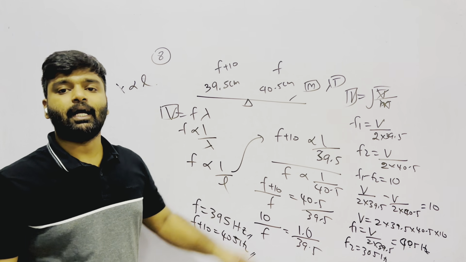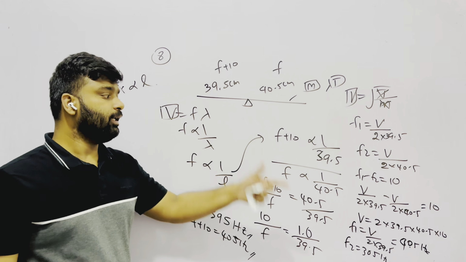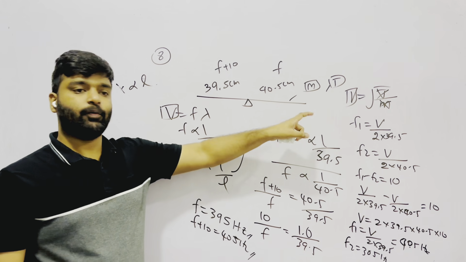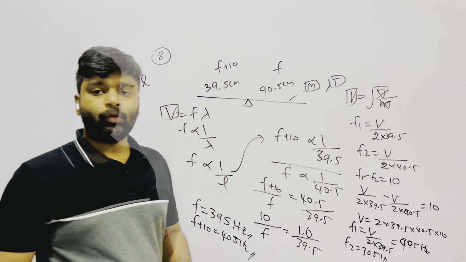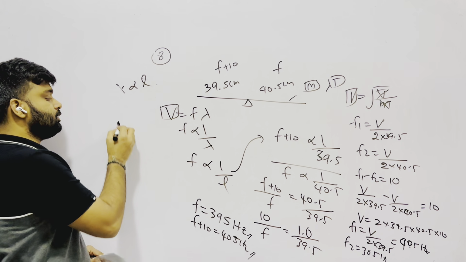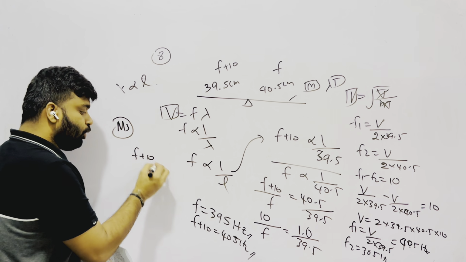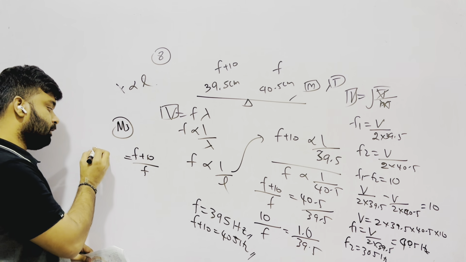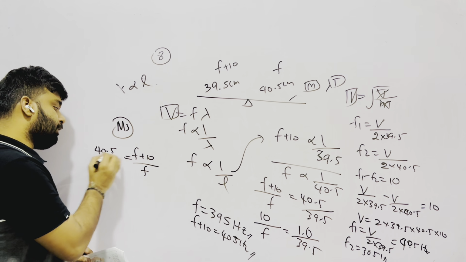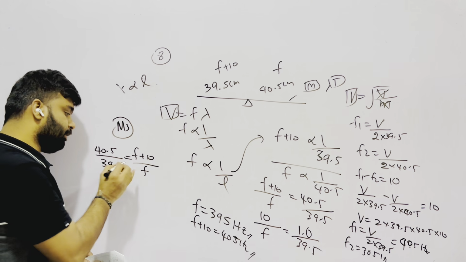But here we are wasting time in finding V. No need to find V. You can directly use the equation. Or properly you can do it like this. Or in another short way, you can use F plus 10 over F is equal to 40.5 over 39.5.